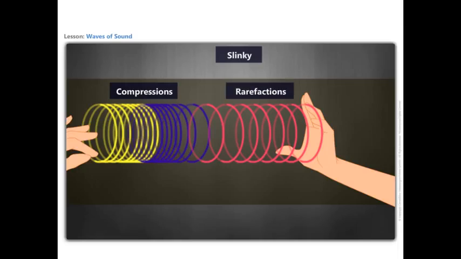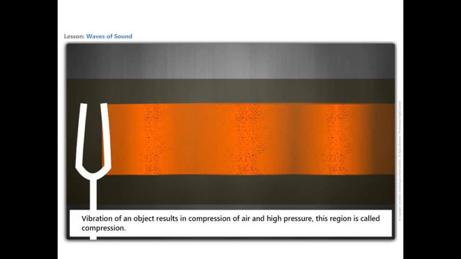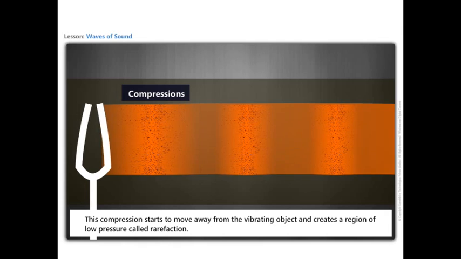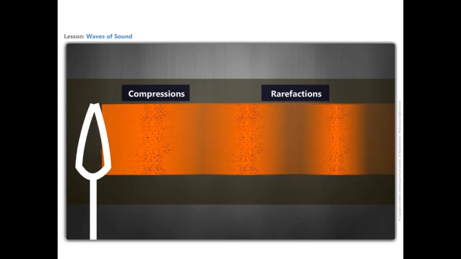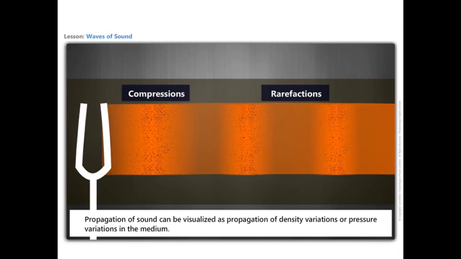Now we can compare this process with the sound propagation. Vibration of an object results in compression of air and high pressure. This region is called compression. This compression starts to move away from the vibrating object and creates a region of low pressure called rarefaction. As the object moves back and forth rapidly, a series of compressions and rarefactions is created in the air. Hence, propagation of sound can be visualized as propagation of density variations or pressure variations in the medium.